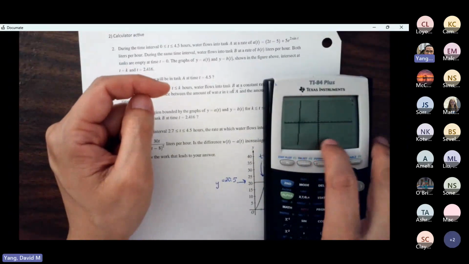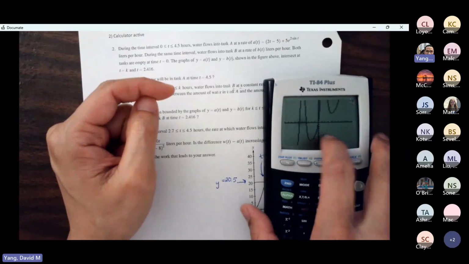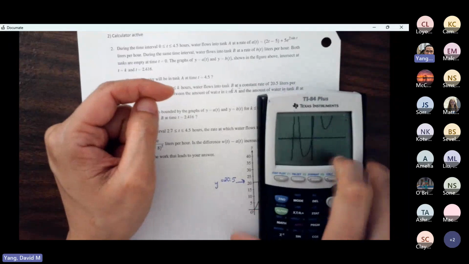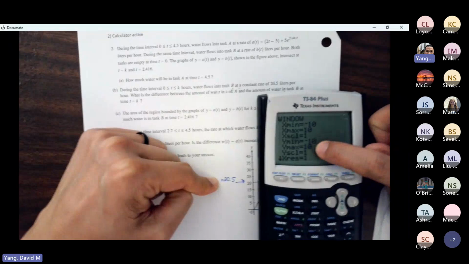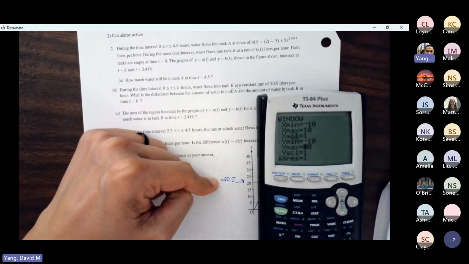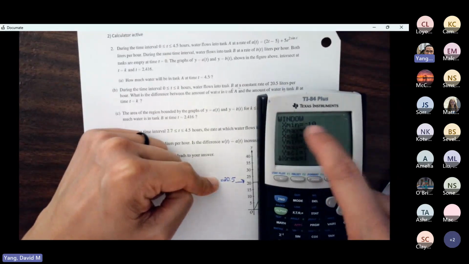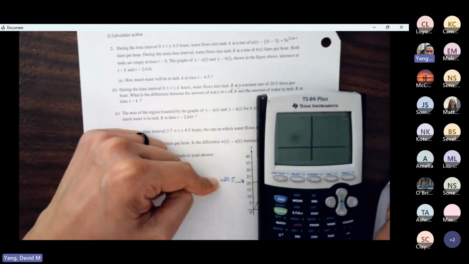I'm not going to be able to see it with a Zoom 6. The reason is because this is all the way up at 20.5, but my window is only stretching up to a Y max of 10. So I need to move this to at least 20.5. Let me go to 25 here, just so it's not near the very edge of my graph.